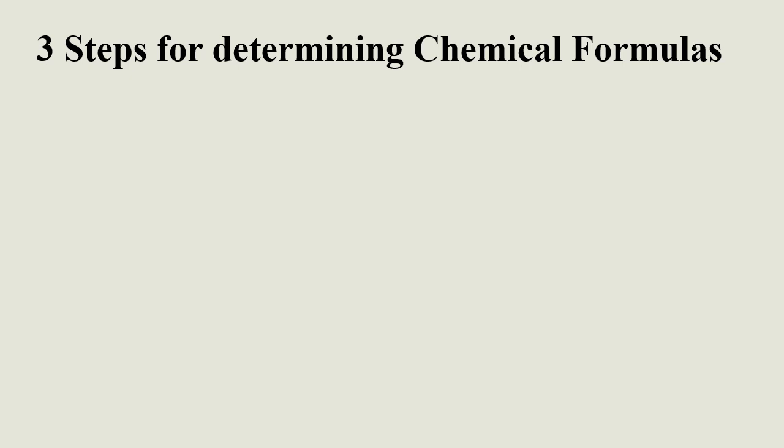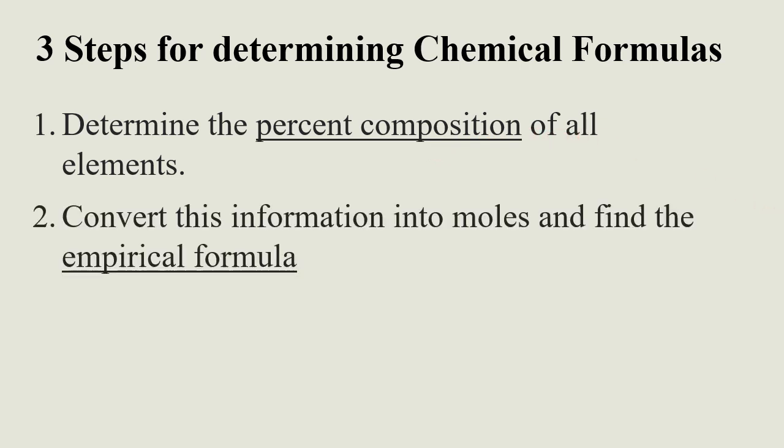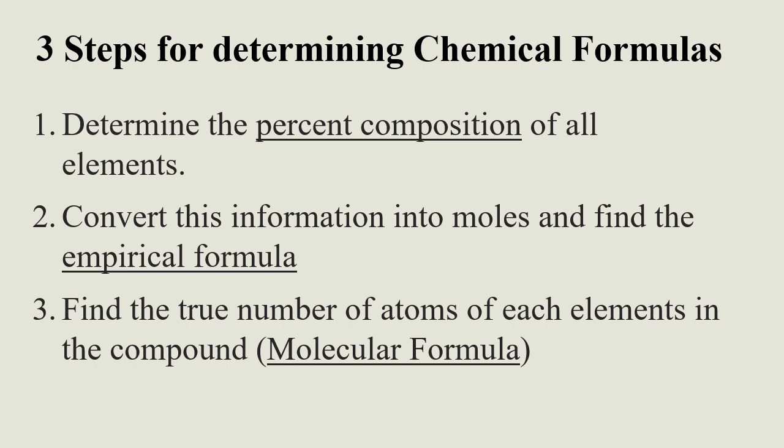There are three steps for determining the chemical formula. The first one is to determine the percent composition of all elements. The second one is to convert this information into moles and find the empirical formula. And the third one is to find the true number of atoms of each element in the compound. That is going to be the molecular formula, the normal formula we use every day.